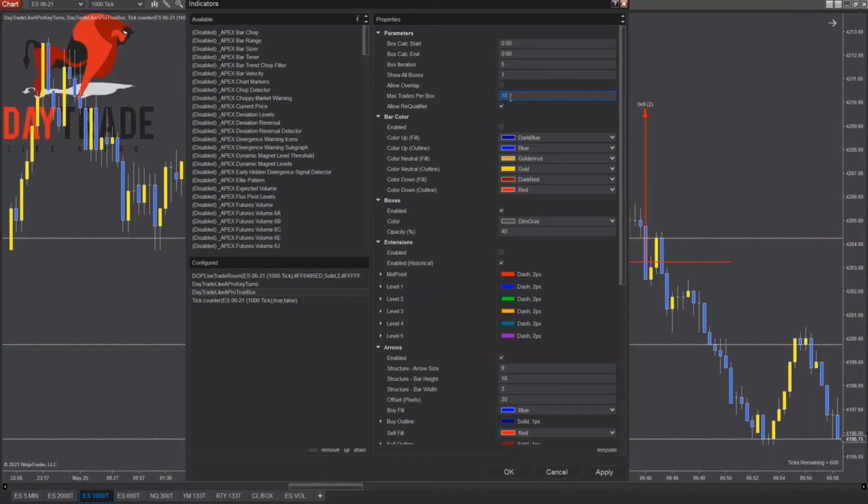I hope that clarifies a little bit for some of the questions. And right here, you can set this to max trades per box, which will mean how many signals it will give you. So you could set that to 2, and that would be it. You could set it to 100, and if it goes back and forth 100 times, you get 100 signals. And then here's this, allow requalifier, and I'll go over that in a second. But basically, this max trades per box is how you set how many signals it will allow per box.